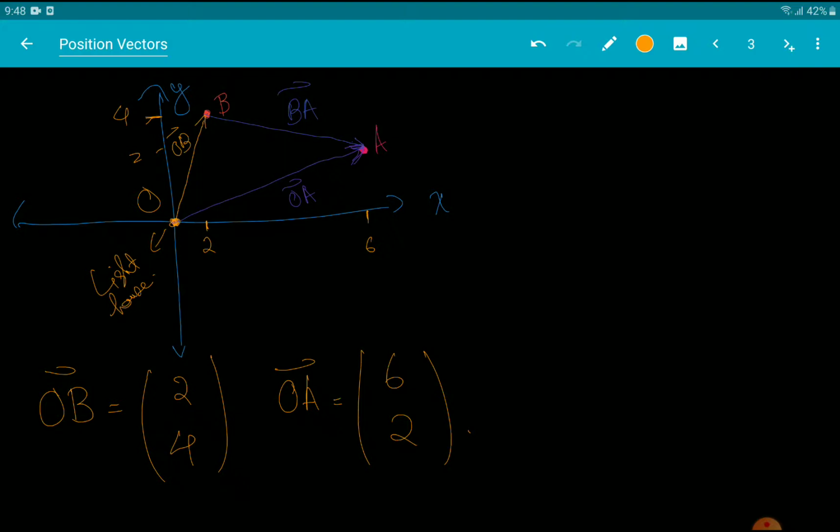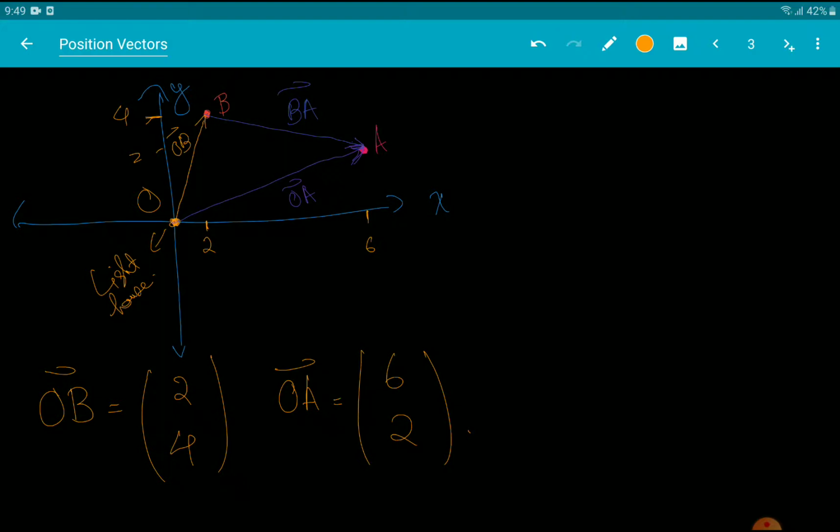Now, how do we get BA? BA in and of itself just tells you that if you were at B, how many steps in the X direction and how many steps in the Y direction independently you would have to move to get to point A. So the vector BA does not represent the coordinates of point A.